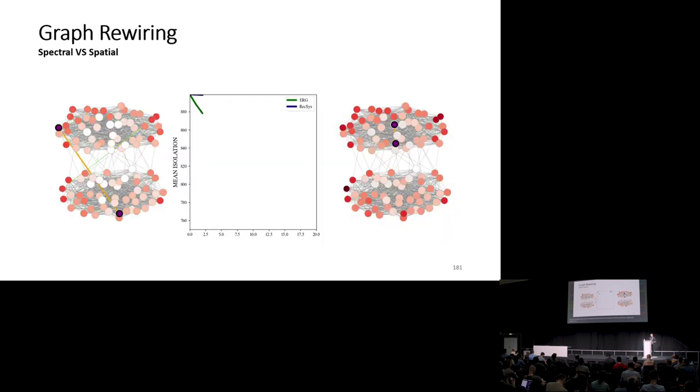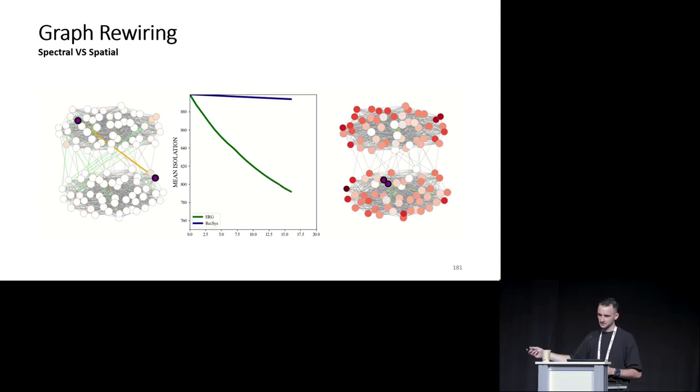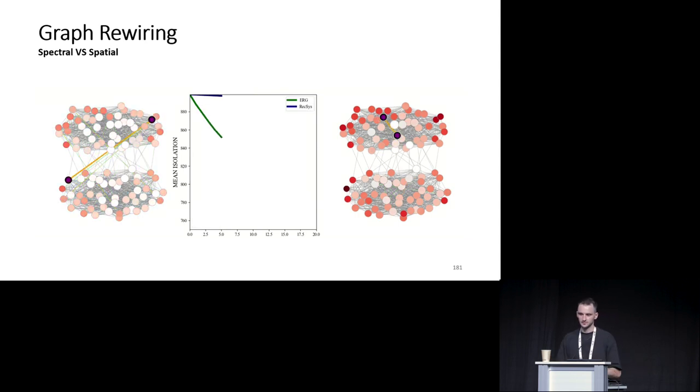And that's kind of the idea of the rewiring. This is like the total effective resistance of the graph. Okay, it seems that the spectral works way better, but then you might be losing all this spatial information in your graph.